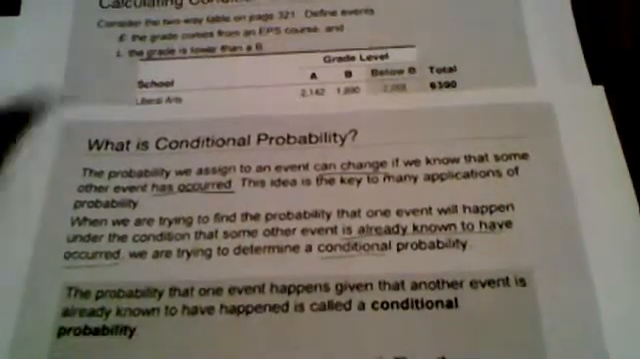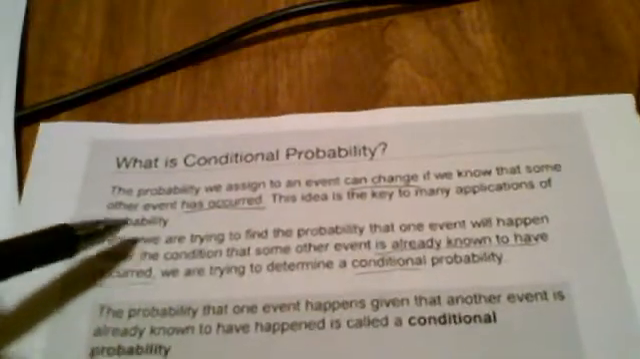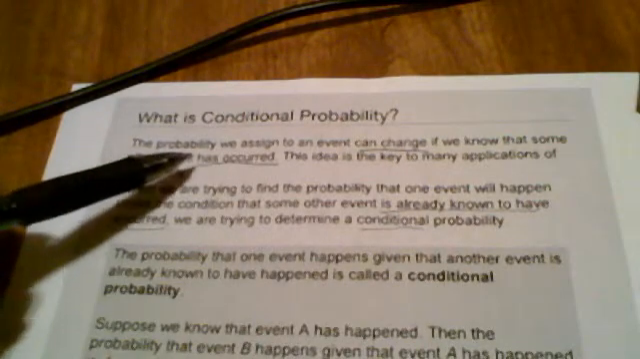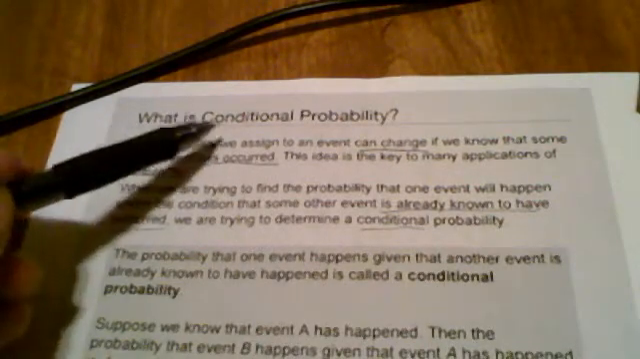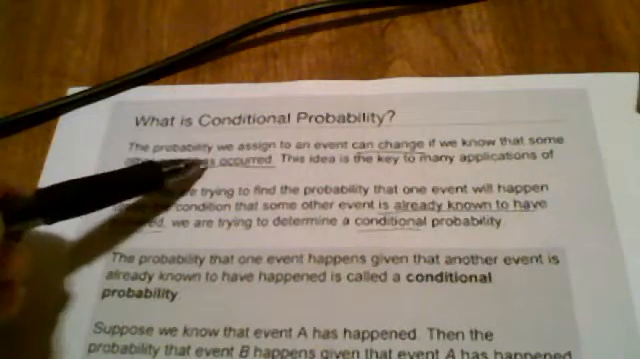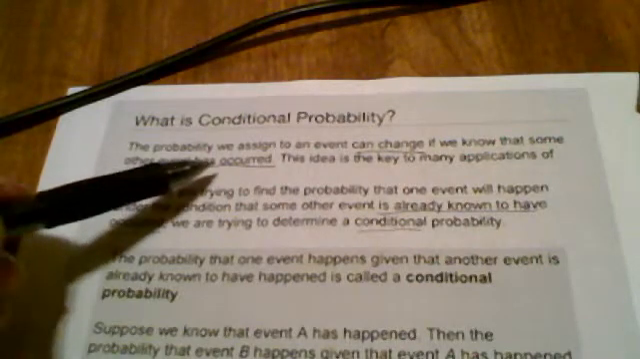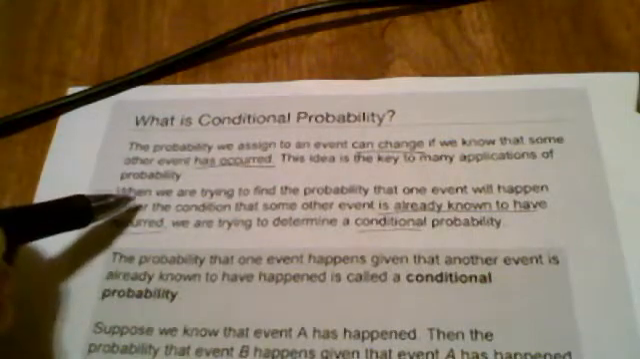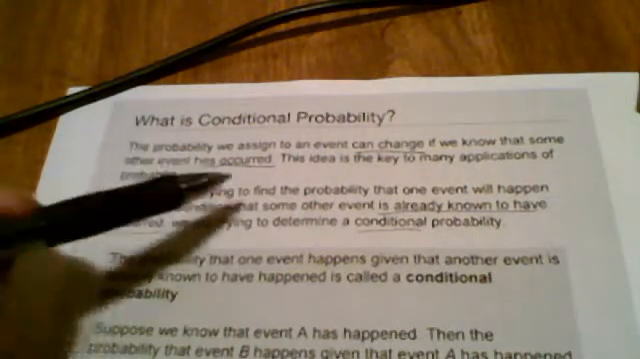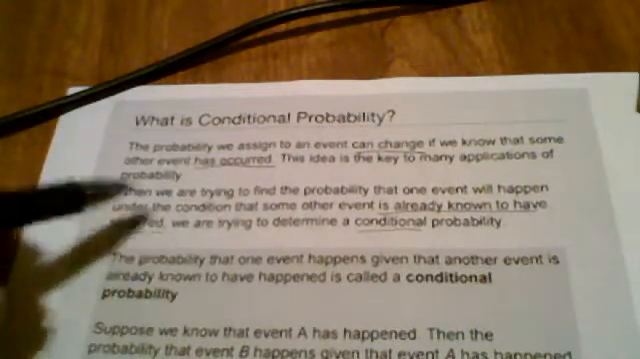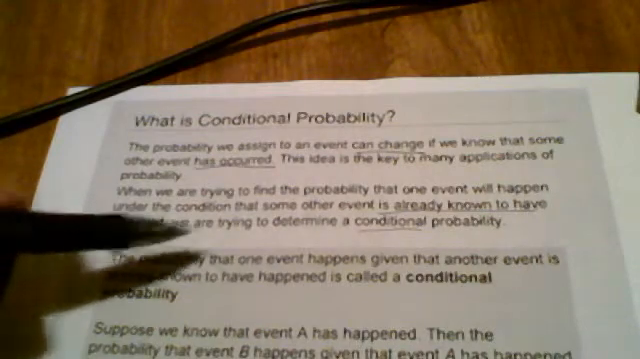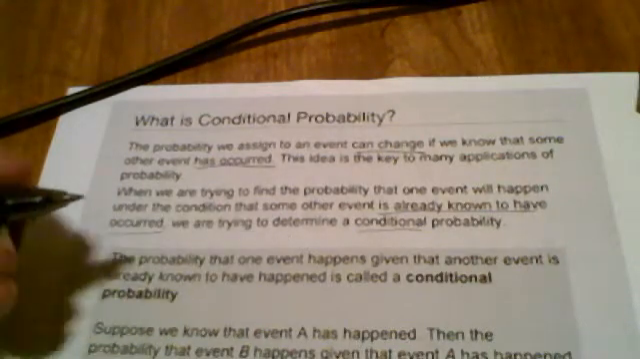we'll start on here. It says, what is conditional probability? The probability that we assign to an event can change if we know that another event has occurred. So conditional probability depends on a condition, and a condition is that an event has already occurred. This idea is key to many applications of probability. When you're trying to find the probability that one event will happen under the condition that another event is already known to have occurred, you're trying to determine a conditional probability.